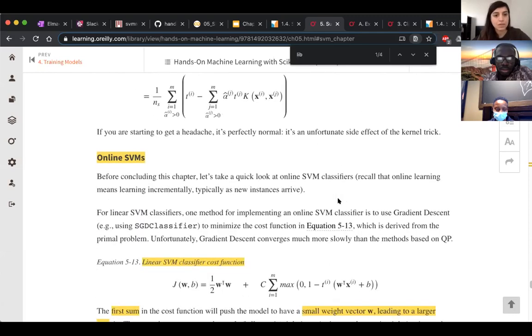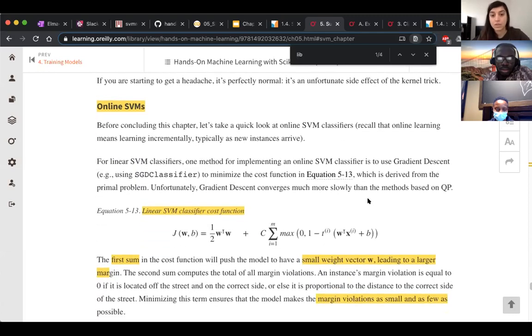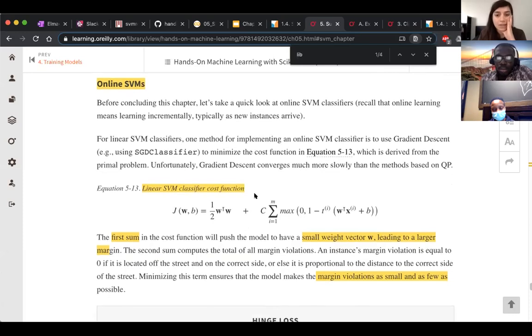Now let's move on to the last thing that is also important. For online SVM, we said that the SVC with kernels and SVC linear don't do online and are not good at online things. So what he suggests using is again the gradient descent classifier to do the job for us. But now we're going back to the same thing.